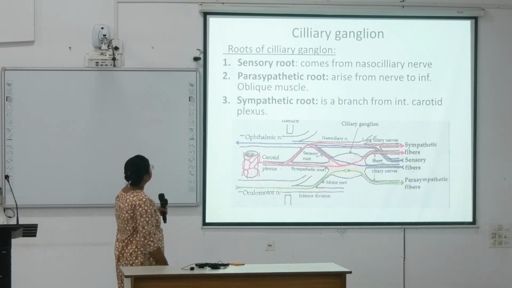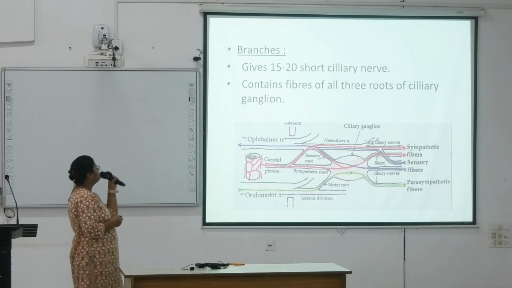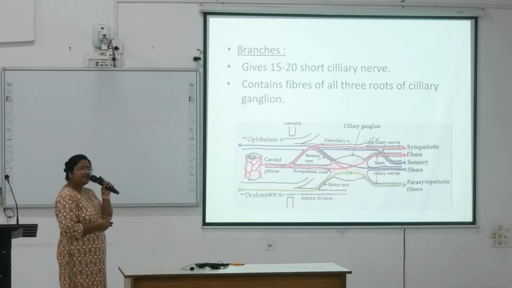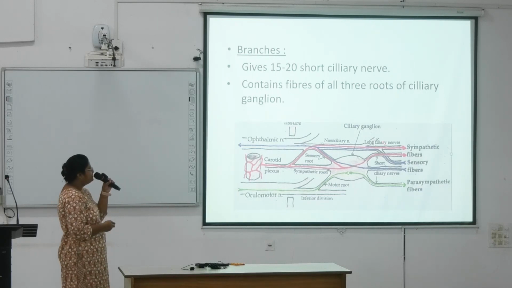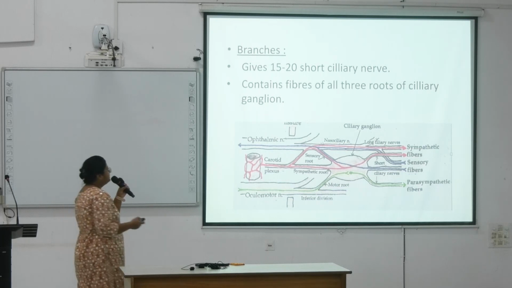Next, branches: it gives 15 to 20 short ciliary nerves, which contain fibers of all the three roots of the ciliary ganglion. Okay.